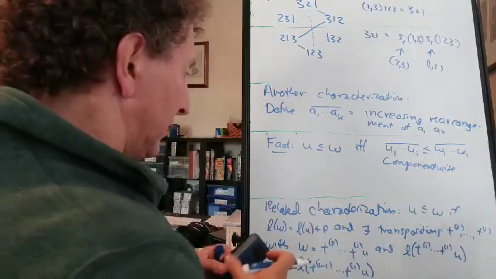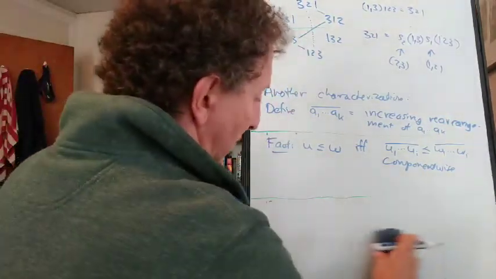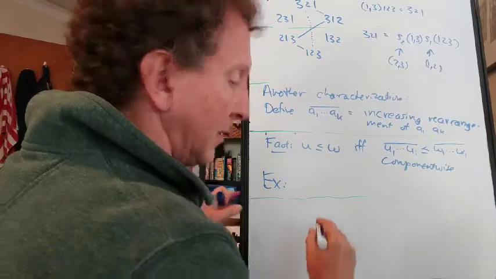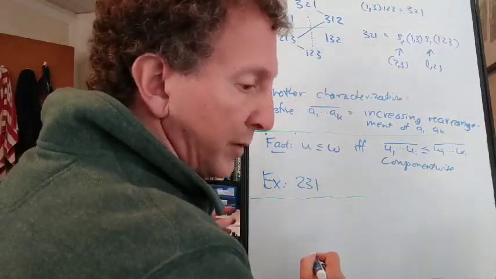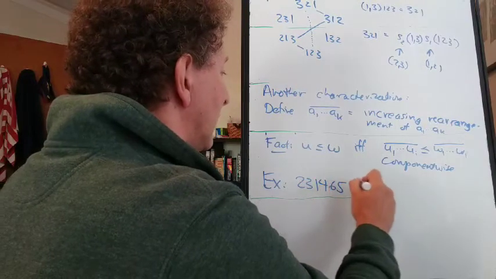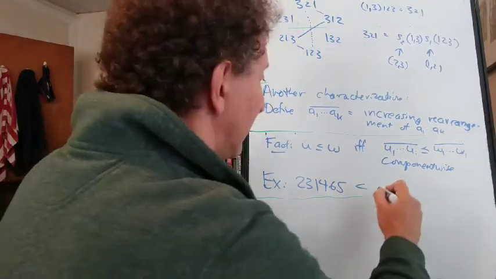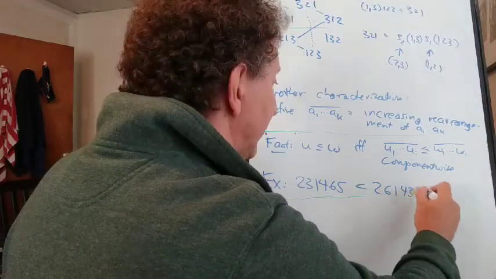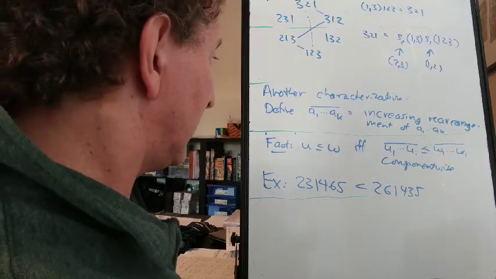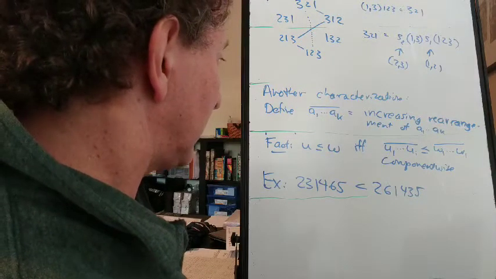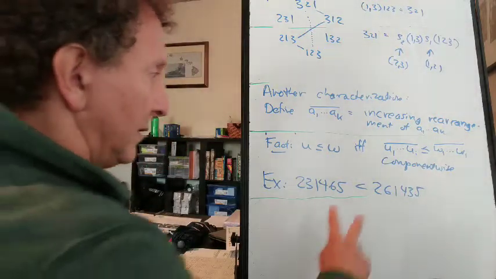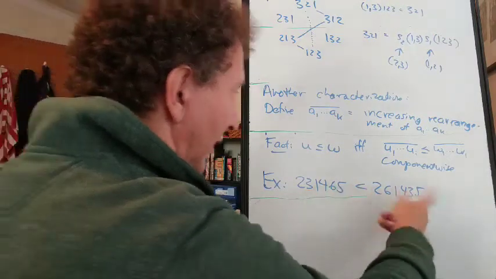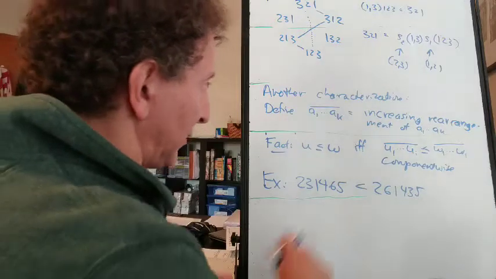Let me do an example of this. So 2, 3, 1, 4, 6, 5 is less than 2, 6, 1, 4, 3, 5. Actually, this is sort of silly because the only difference between these two permutations is the transposition of the 3 and 6 in positions 2 and 5. So we can see that immediately. But let's use this criterion anyway.